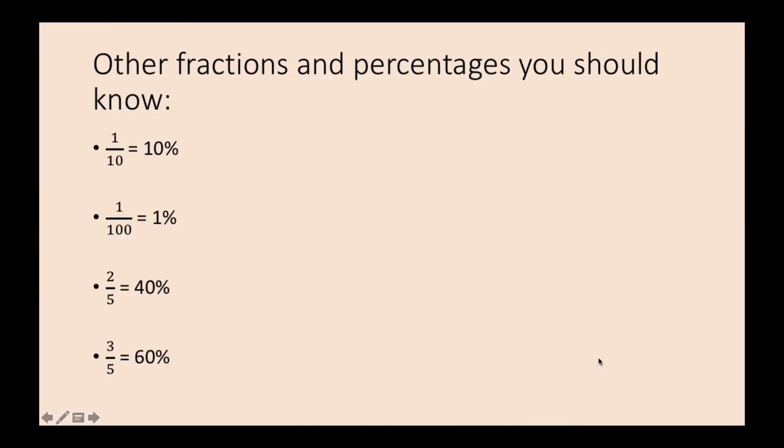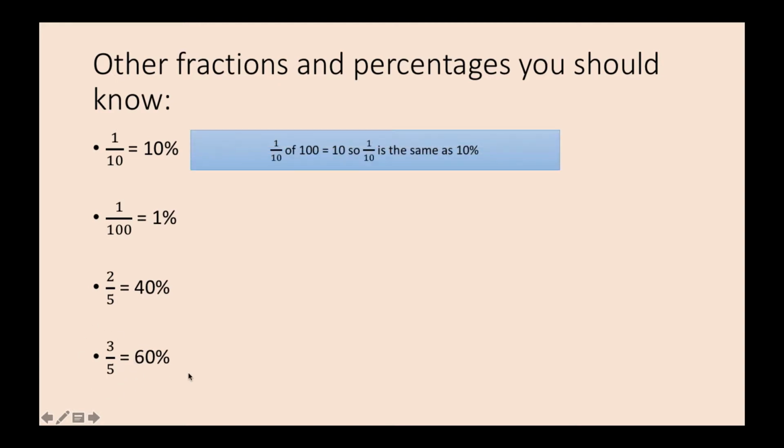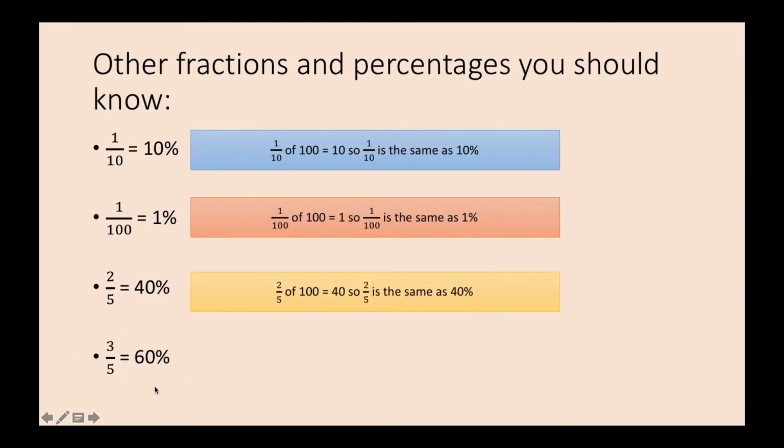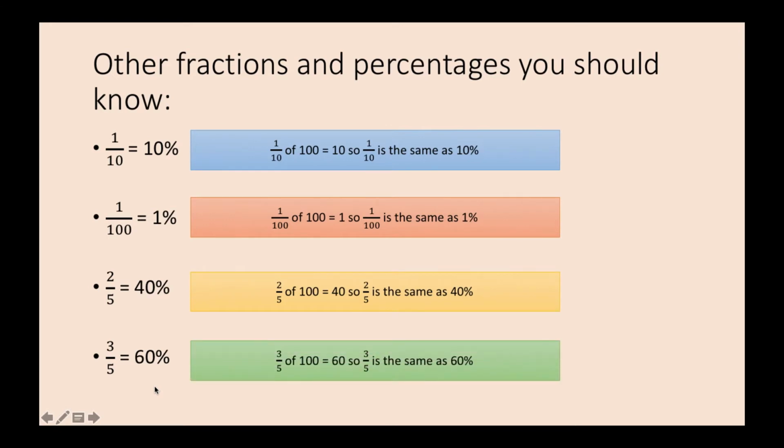Okay, so again, 1 over 10, 10%, 1 over 100, 1%, 2 over 5, 40%, and 3 over 5, 60%. So these are ones that I want you to learn by heart. So you don't want to get to a question and think, I don't know what 3/5 is. Learn these ones by heart.